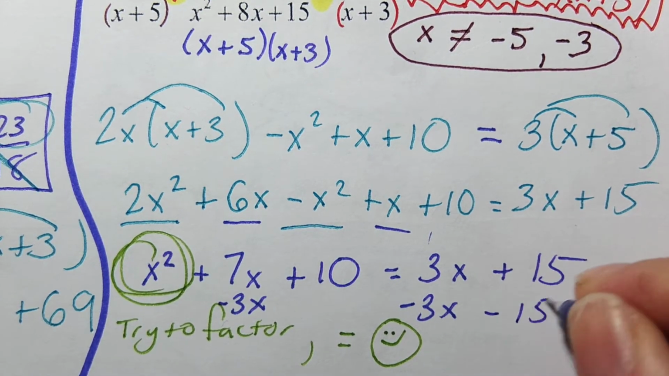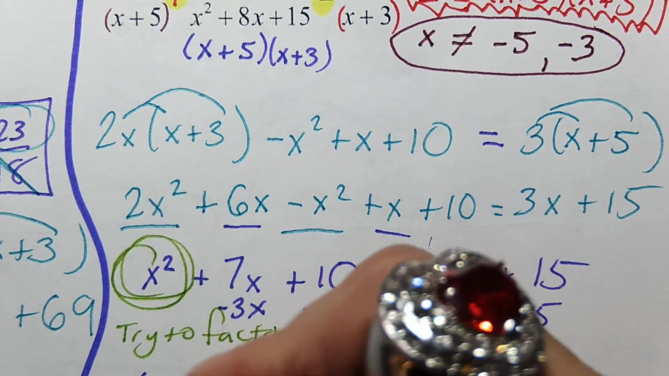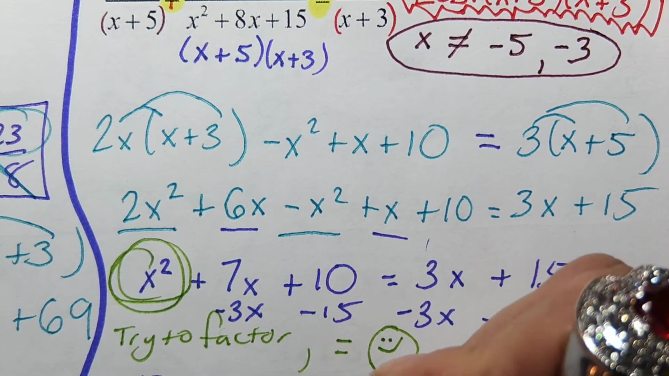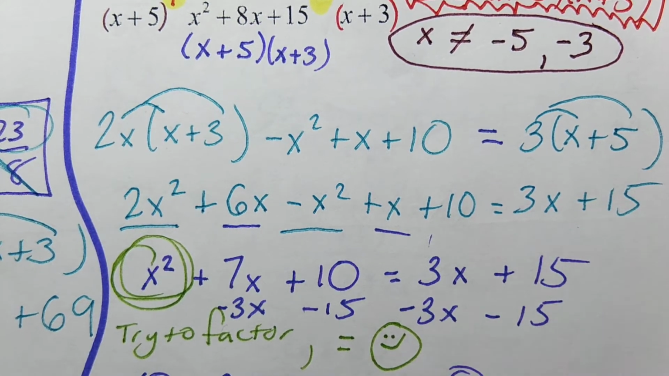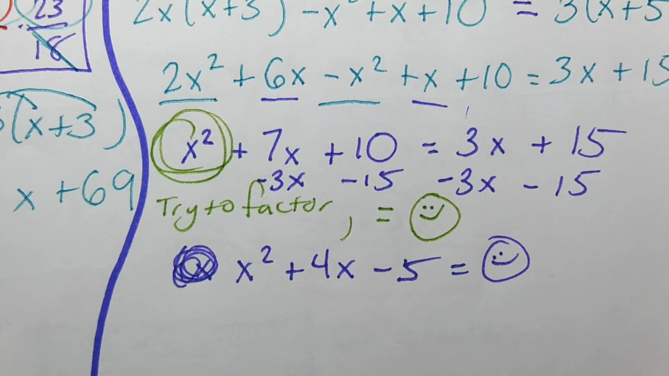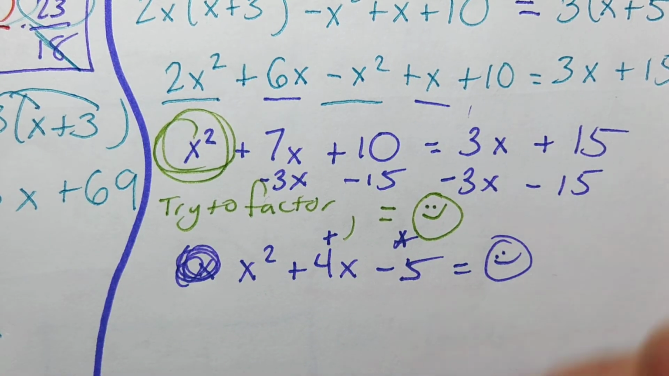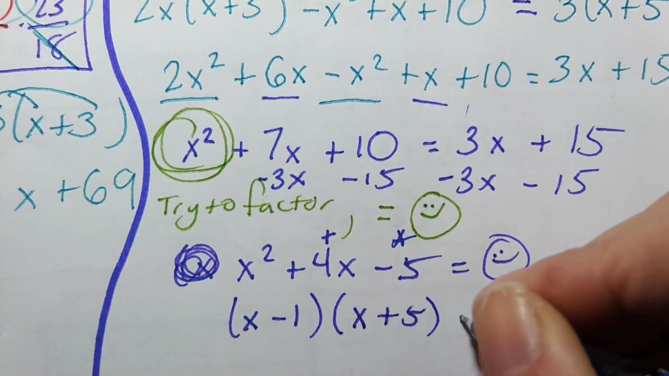So subtract the 3x, subtract the 15. So x, scratch that, x squared plus 4x minus 5 equals 0. Can we factor that? Yes. Product of negative 5, sum of 4. What are my two numbers? Negative 1 and positive 5. Wonderful.